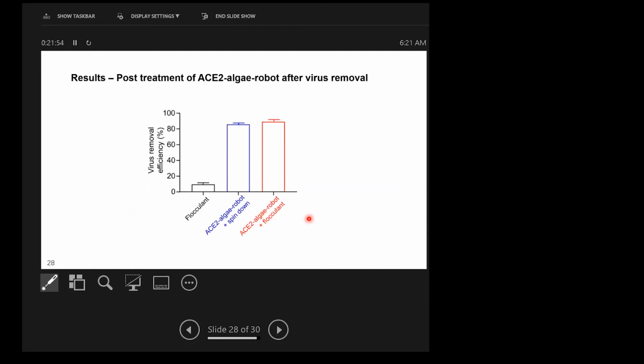And the last part: a post-treatment of the ACE2 algae robot by flocculant was performed to clean this robot sample from the water. Here the flocculant can isolate the ACE2 algae robot from the water matrix. And you can see that such a process does not affect the virus removal efficiency. That means it holds considerable potential for future practical applications.